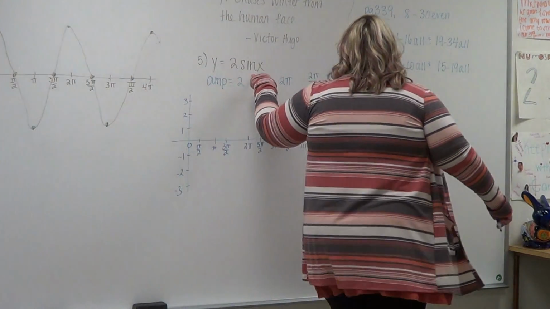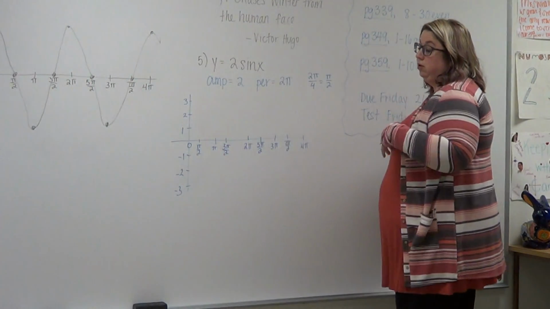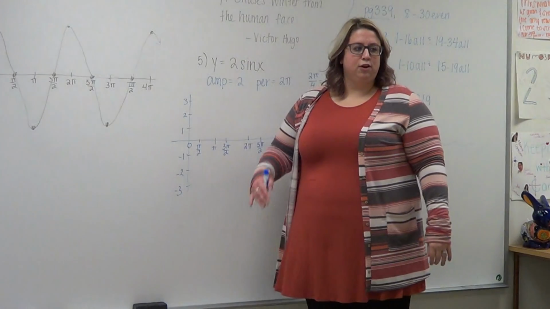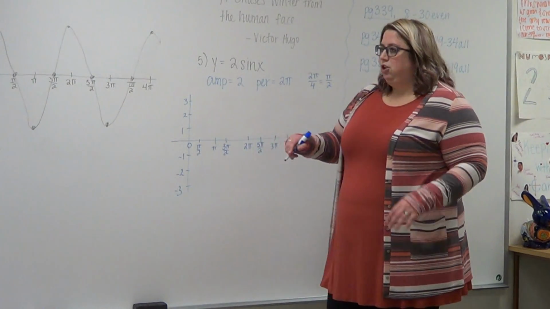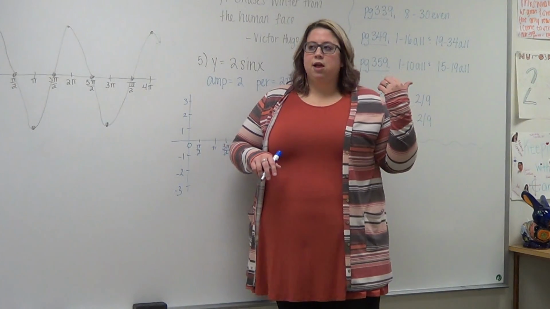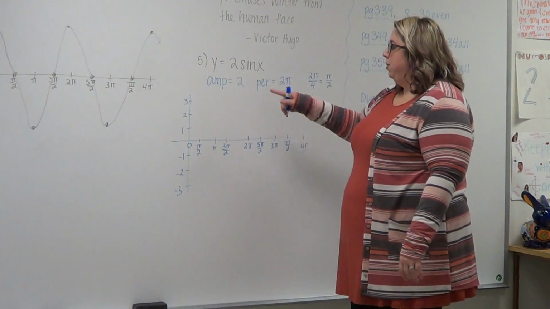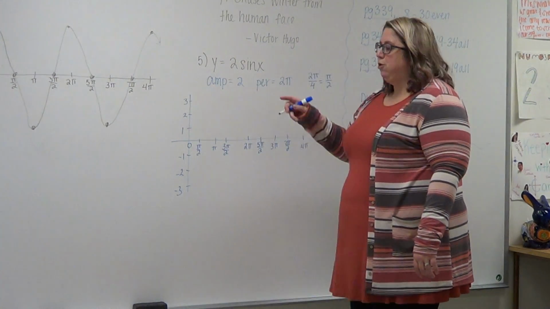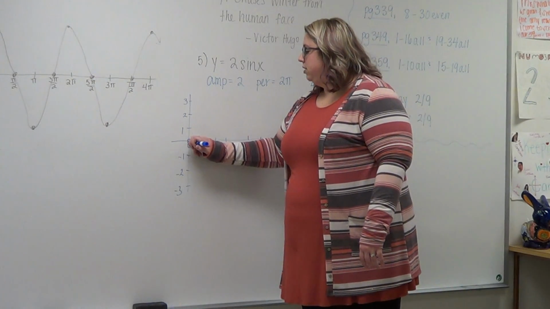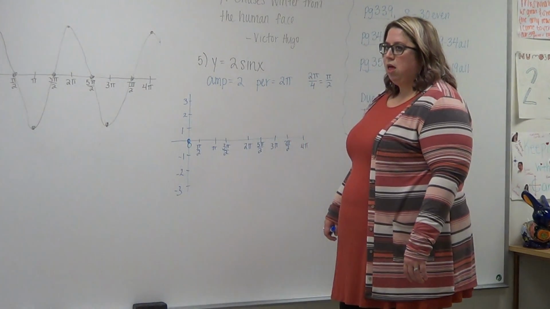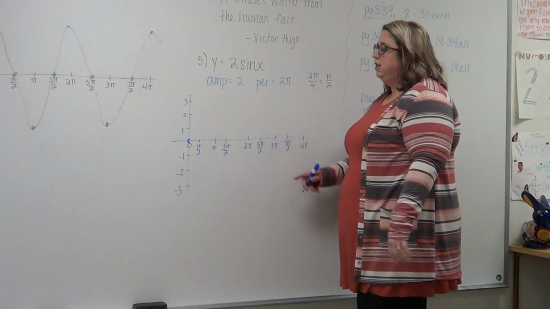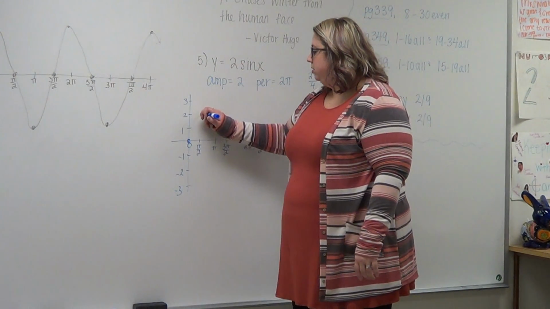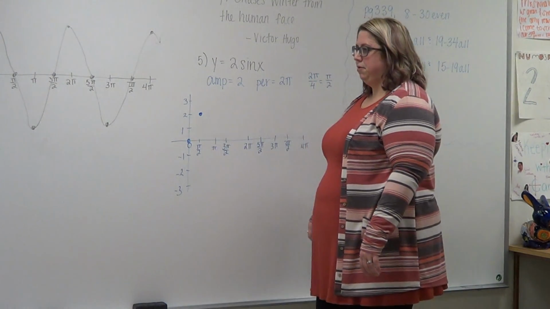Okay, sine. What variable goes with sine? Y. So if you're thinking of your unit circle, you're looking at the y value. So at 0 degrees, over here, the y value is 0. So sine of 0 is 0, times 2 is 0. Pi over 2 is at the top. Sine of pi over 2 is 1. 1 times 2 is 2.